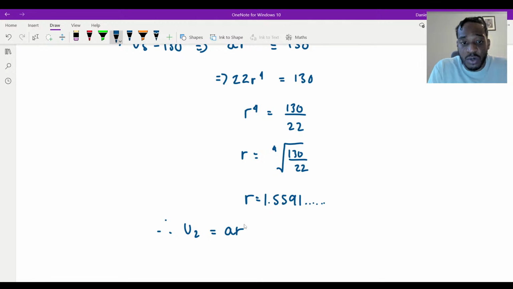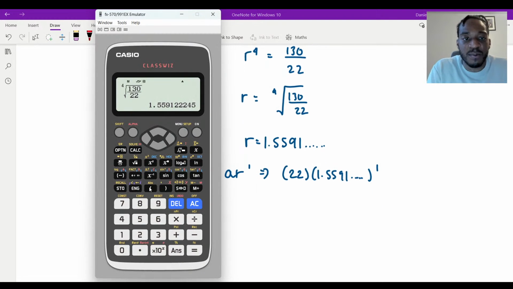AR to the n minus 1, so 2 minus 1, AR to the 1. We already had A, we've got R, easy. So it's going to be A was 22, and then R is 1.5591, all to the power of 1. So that's just going to be our answer for the maximum speed in second gear.